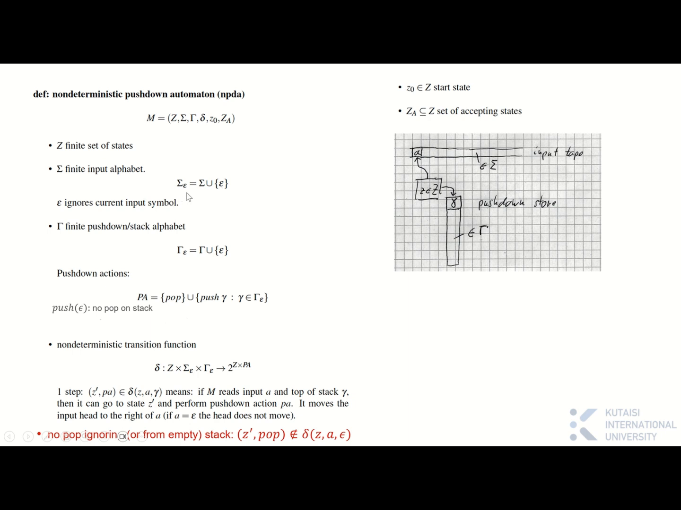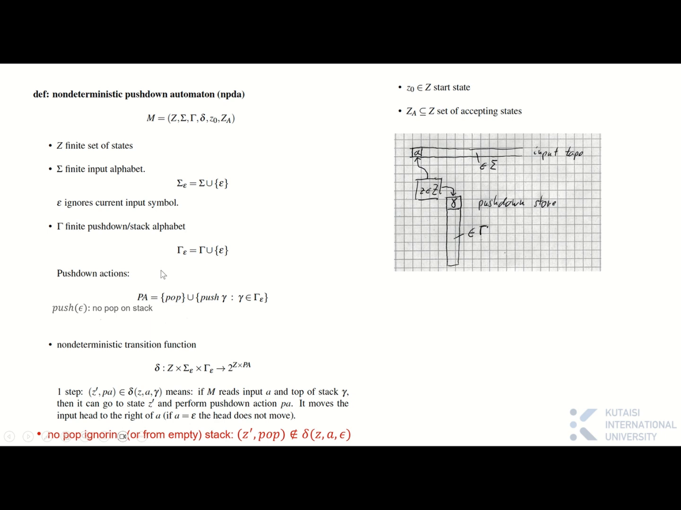This is sigma, just a notation. So just ignore this for a moment, what does sigma do? So what is gamma? Gamma is a stack alphabet, the things I can write on my stack. So gamma epsilon denotes things I can write on my stack plus the epsilon.